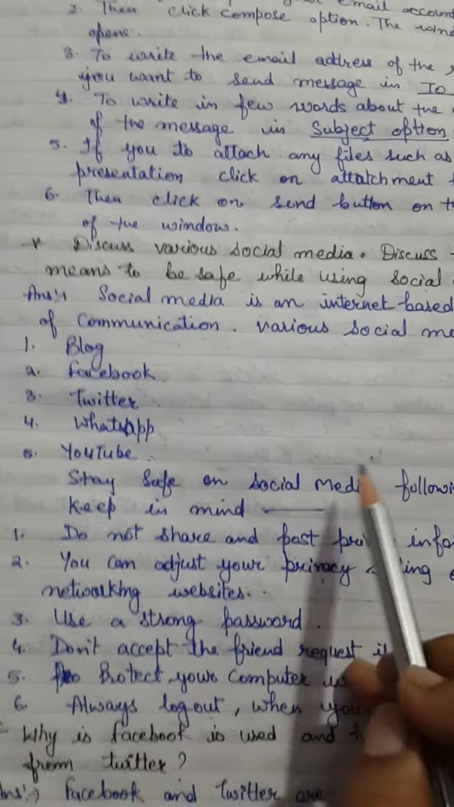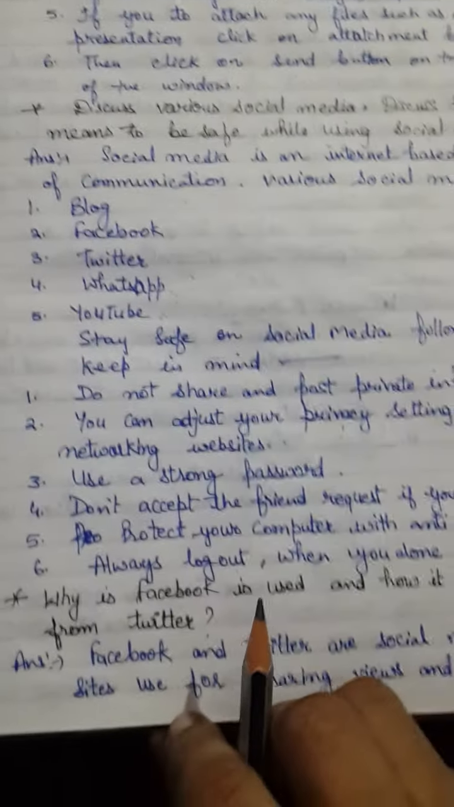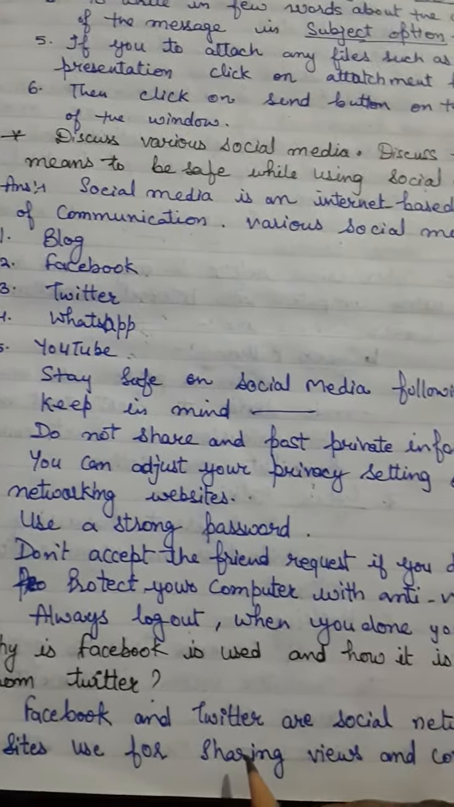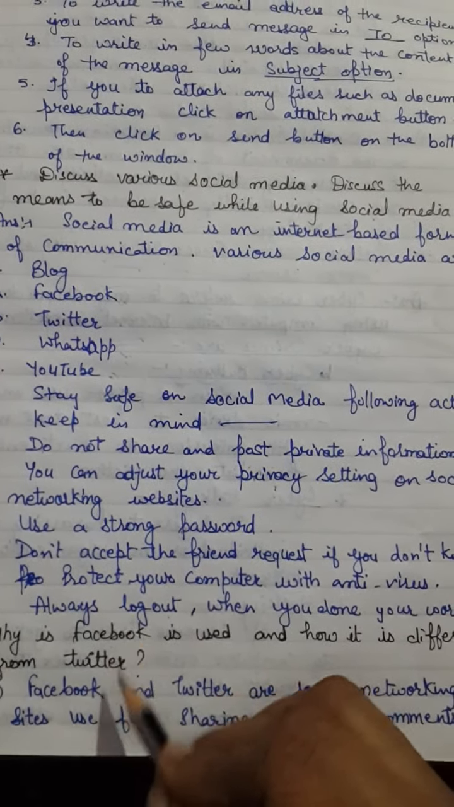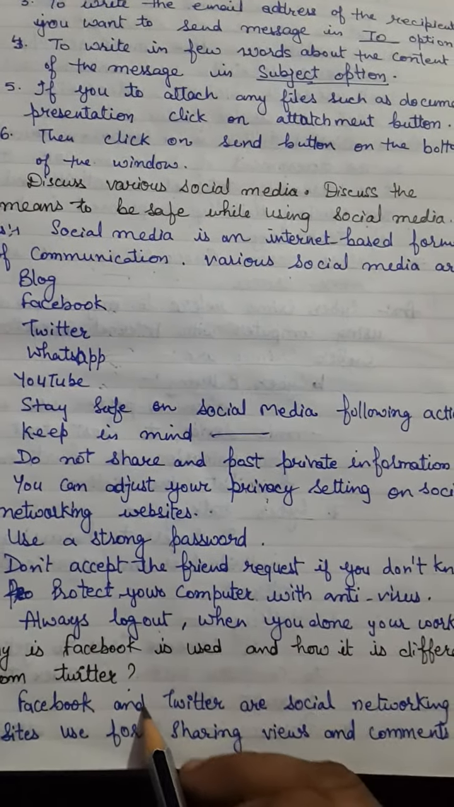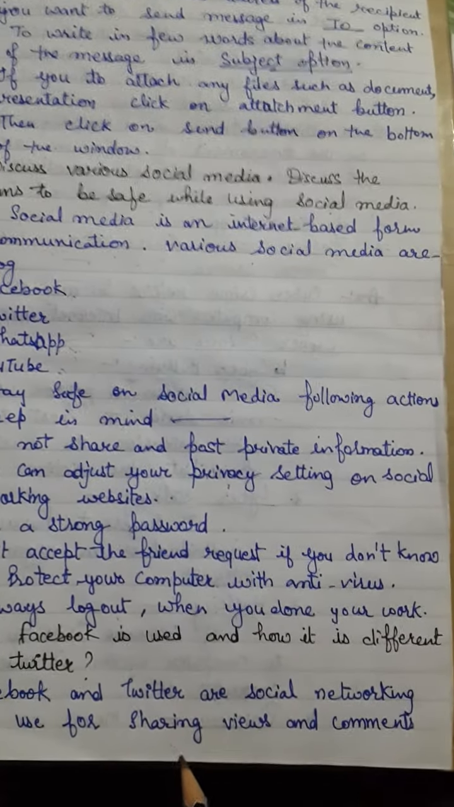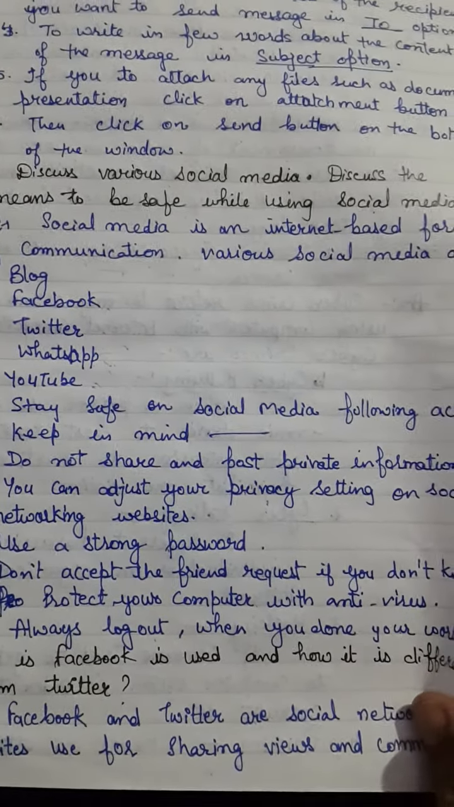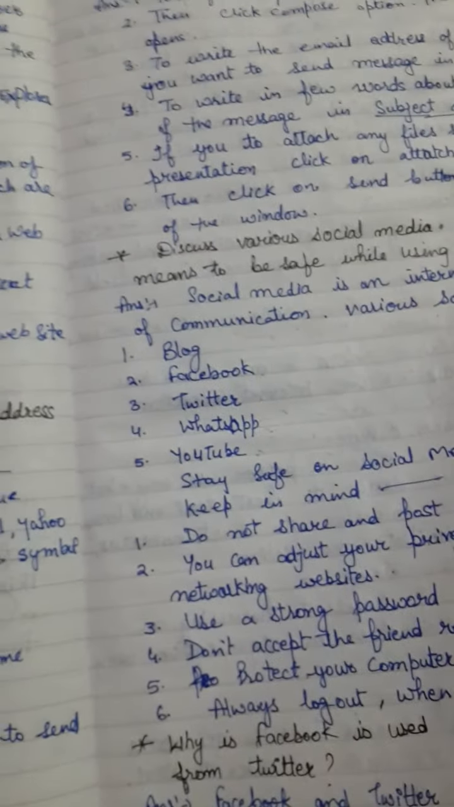Okay. Now next point, why is Facebook used? Why is Facebook useful, and how is it different from Twitter? What is the difference between Facebook and Twitter? Now quickly I explain. Facebook and Twitter are both networking sites, already discussed, and both are used to share comments and communicate with people easily. And then what is the main difference? Okay, I explain, just a minute.